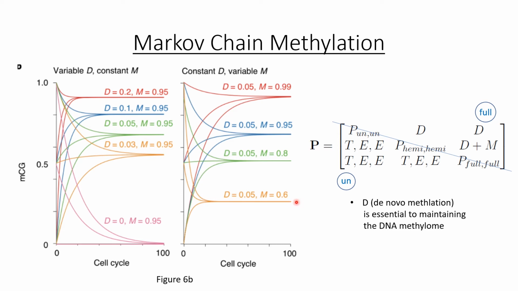You could start under that, and if it's the same amount of DNMT, it'll come to this steady state. No matter where you start, if it's with these factors, you'll end up here. You start above, below, yes. So how did they do this math? It's actually pretty simple.